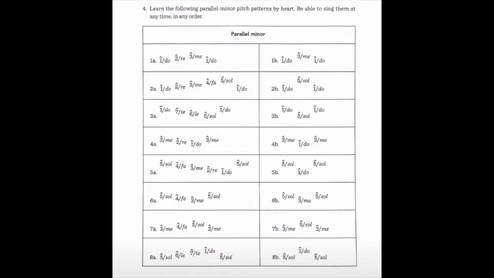2A. Do, Re, Mi, Fa, Sol, Do. 2B. Do, So, Do, your turn. 3A. Do, Te, Le, So, Do. 3B. Do, So, Do, your turn.